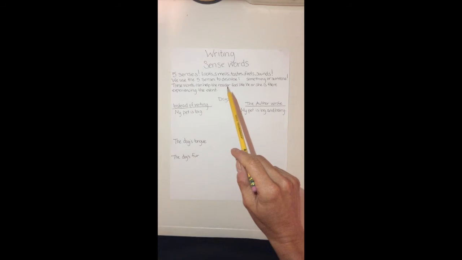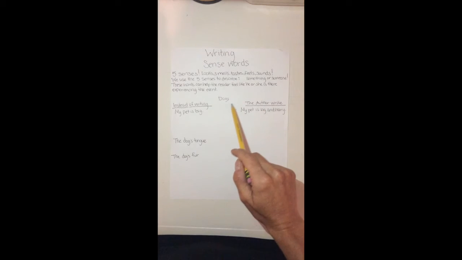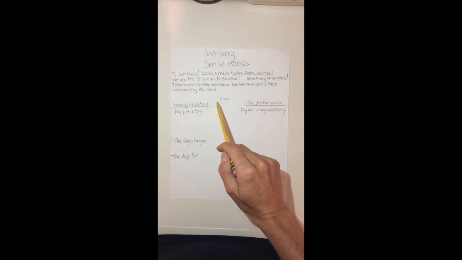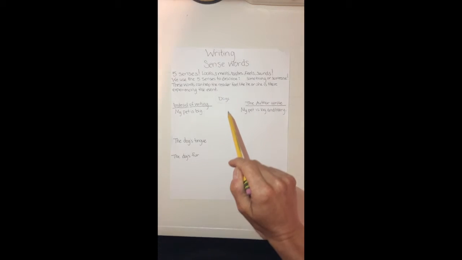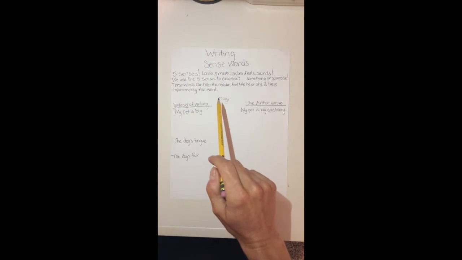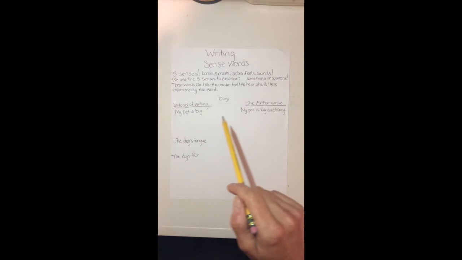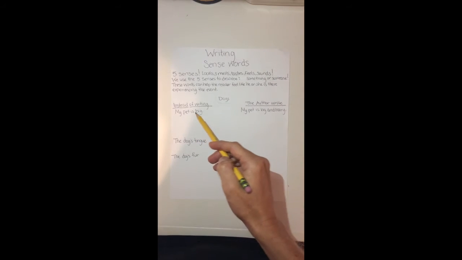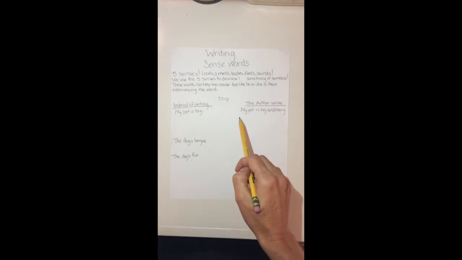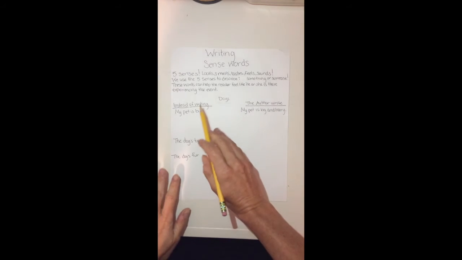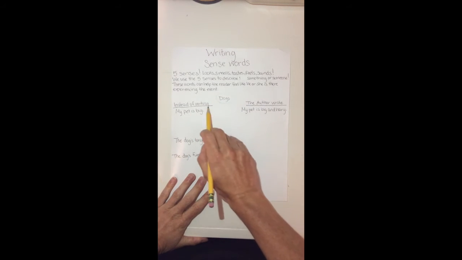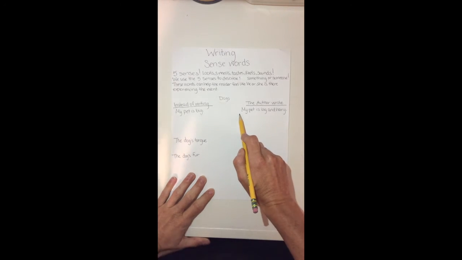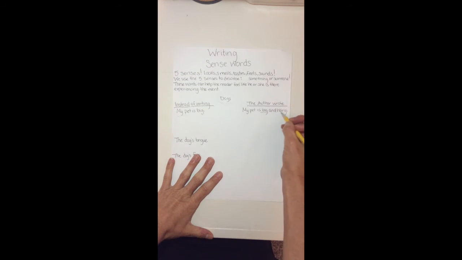Today, when I talk about sense words, I'm going to use our text of this week, dogs. And I am going to use that to help us make a connection. First off, I'm going to show you what the author could have used and what the author did use. Instead of just saying or writing, "My pet is big," the author wrote, "My pet is big and hairy."